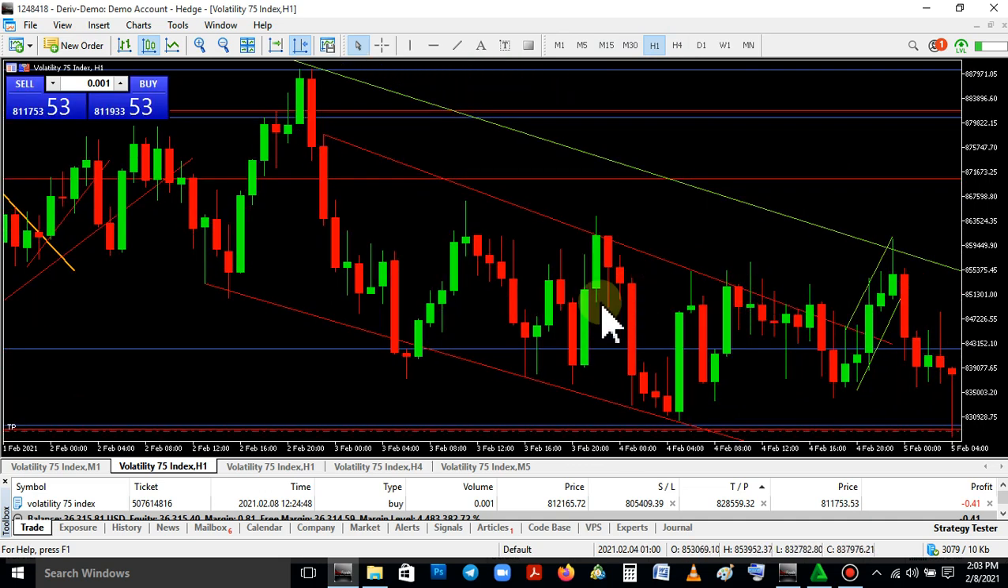Now this is a channel. This is one of the markups I did before. Price left here, kissed here, came back, left here. So I am very sure that if price played back here, then price will go back to touch this line.